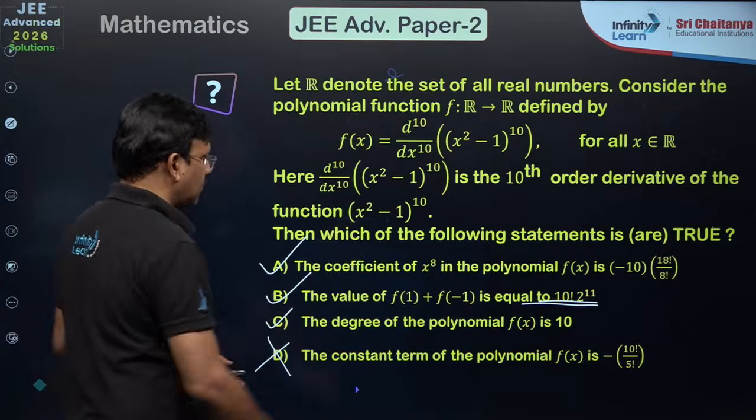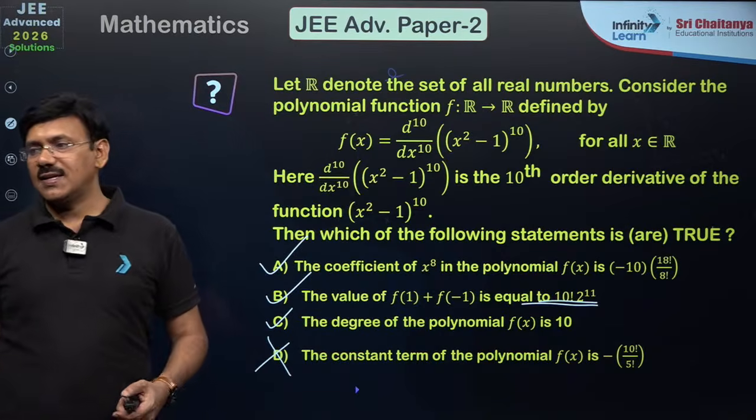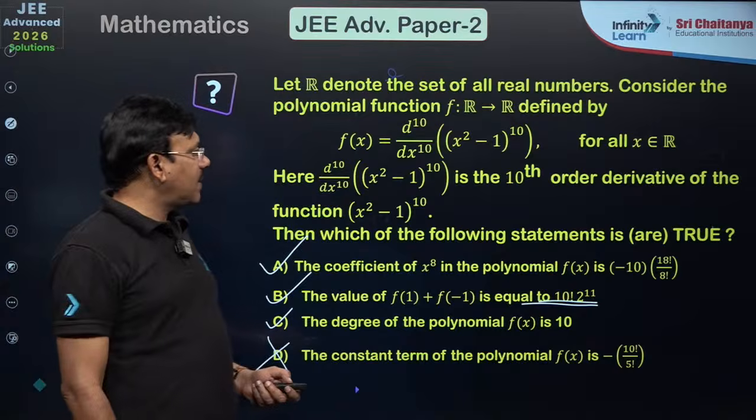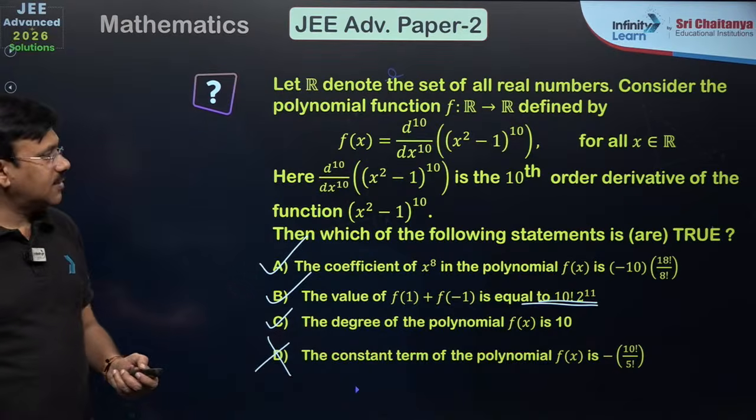Even this option is also correct. So A, B, C is the right answer. Understand? This is nothing but the 10th derivative related to (x square minus 1) whole power 10.